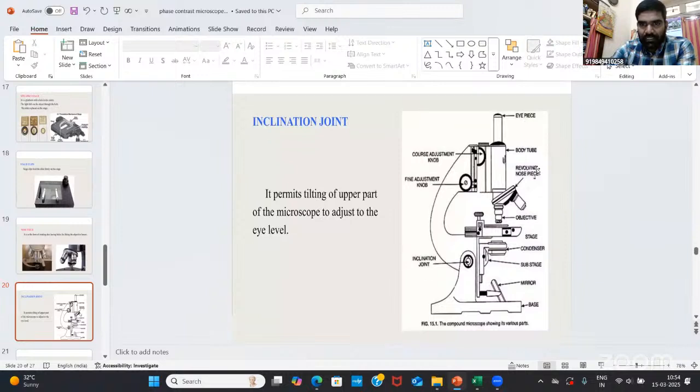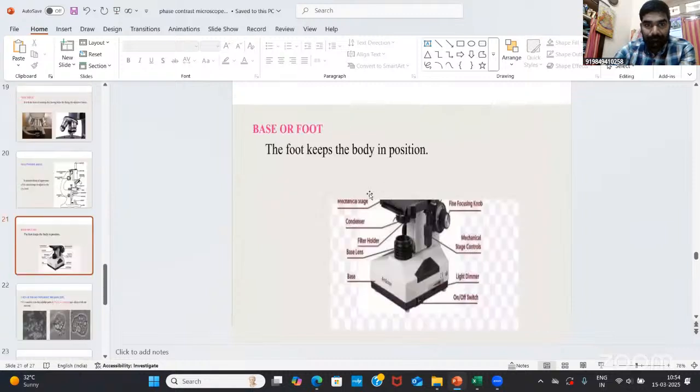So you can see here it is the eyepiece. This is the body tube which is connecting the objective lens and eyepiece. This is the coarse adjustment knob. These are the fine adjustment knobs. These are the objective lenses here. This is the stage. And these are the condensers. This is the substage. And this is the mirror. And this is the base. The inclination joint is there. Revolving nose piece is there.